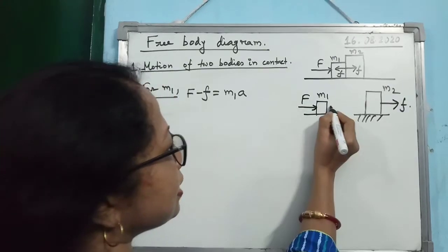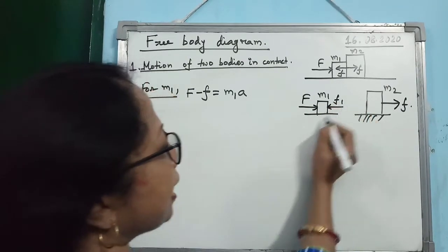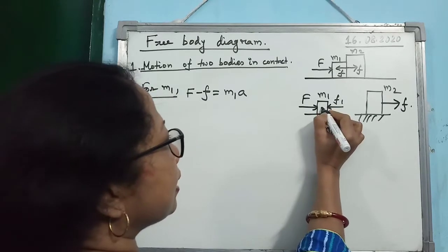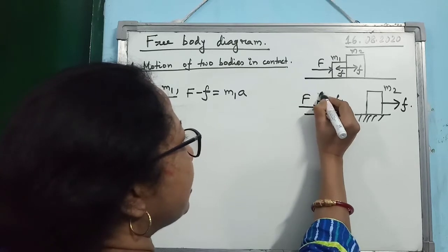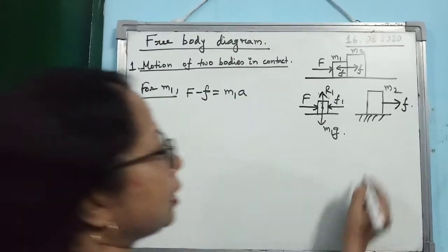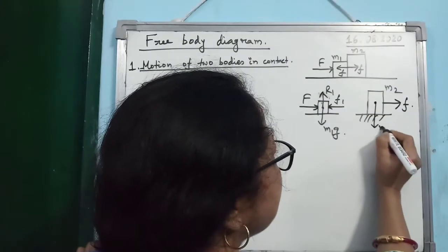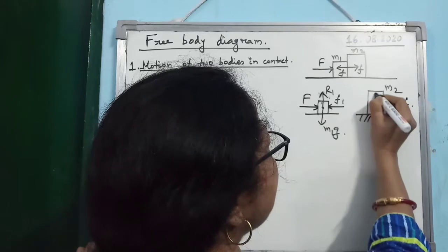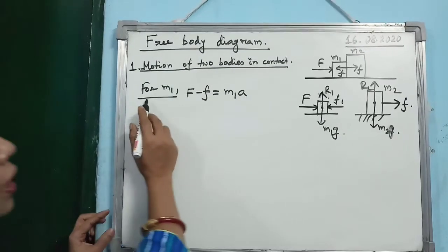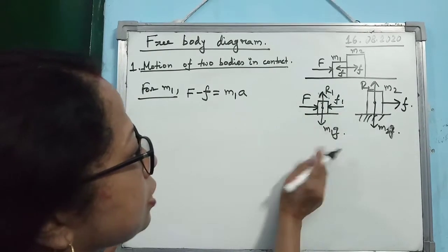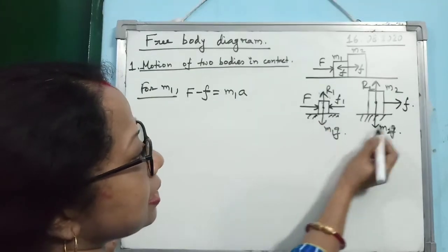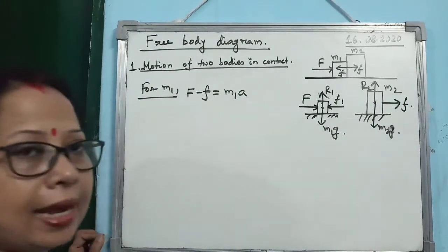F is acting in this direction and F1 is acting in this direction. And if you consider the weight M1G, it is acting in the downward direction, and the normal reaction, let it be R1, acting in the upward direction. And in this case, M2G is acting in the downward direction and R2 acting in the upward direction. Alright. So for M1, this is the free body diagram, and this is the free body diagram for M2.